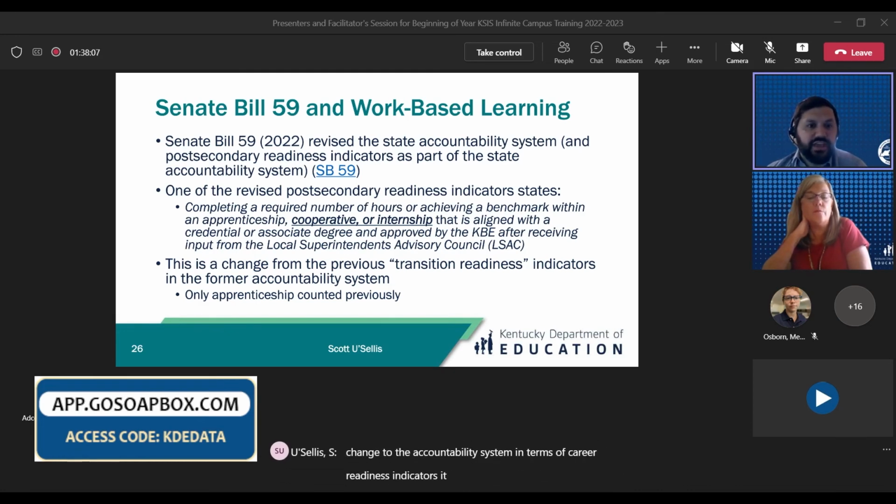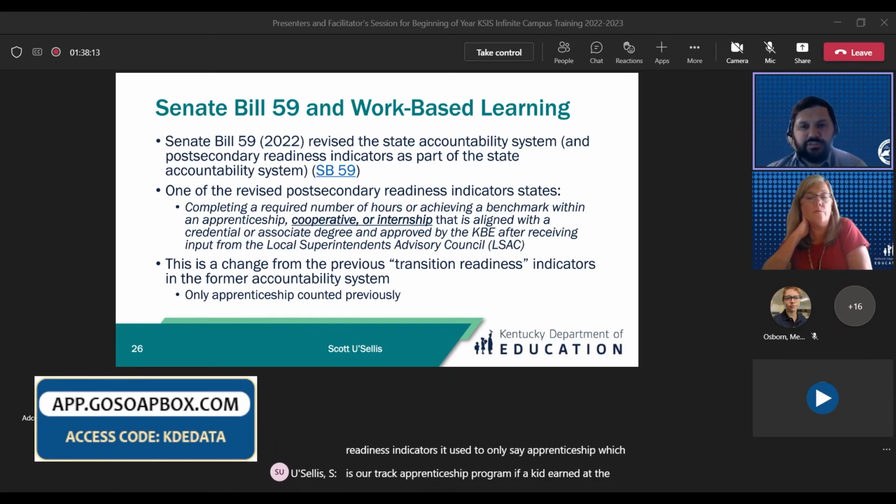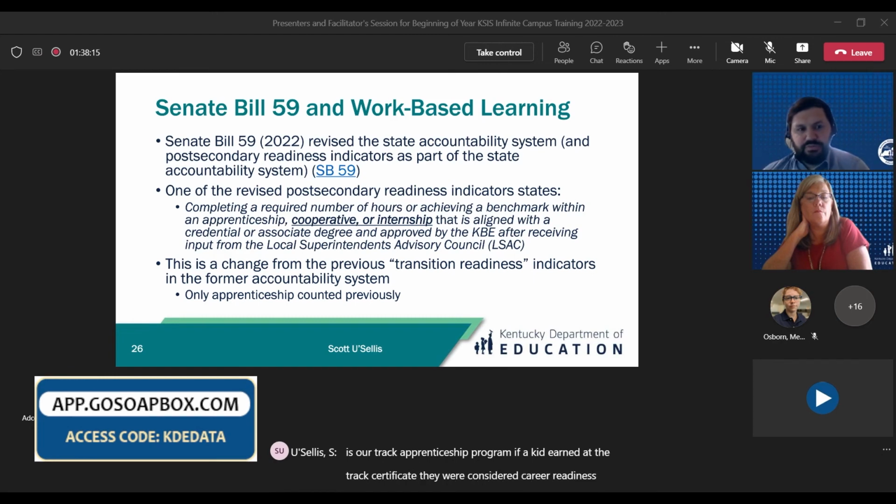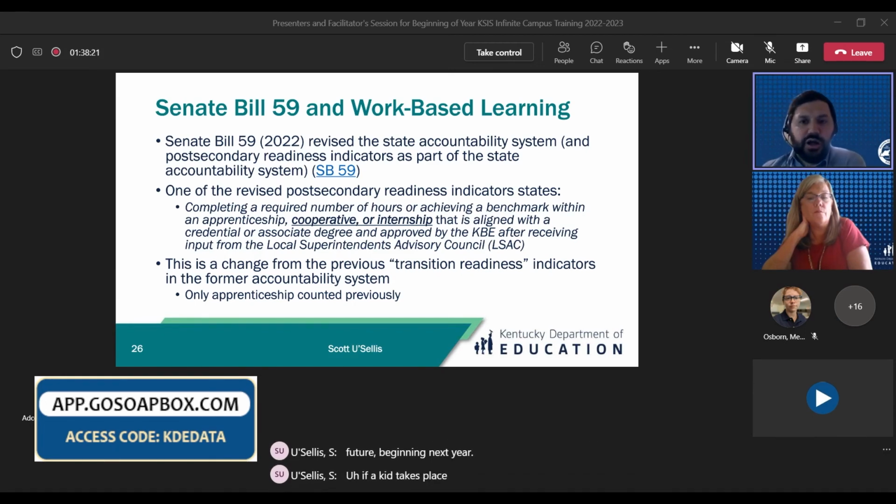It used to only say apprenticeship, which was our TRACK apprenticeship program. If a kid earned the TRACK certificate, they were considered career ready. In the future, beginning next year, if a kid takes part in a co-op or internship, CTE or otherwise, actually, that will count as a career readiness indicator.